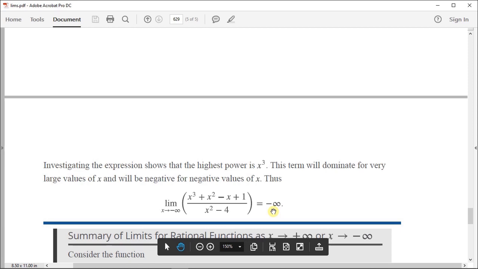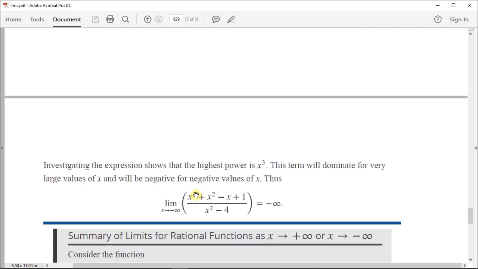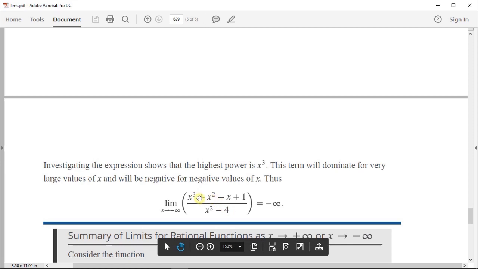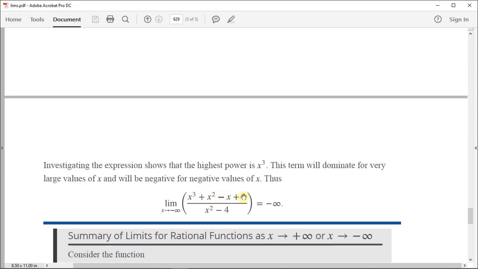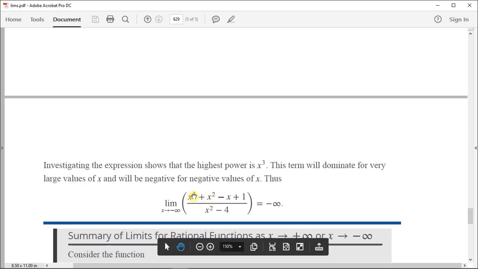So what are they saying there? They're basically saying this. X was sent to negative infinity here. So negative infinity cubed is negative infinity. That's going to be much larger than any other term. You know, infinity cubed is going to be way bigger than infinity squared.